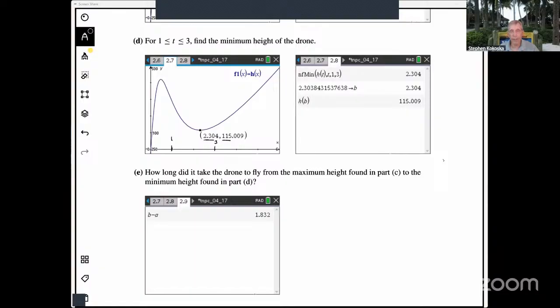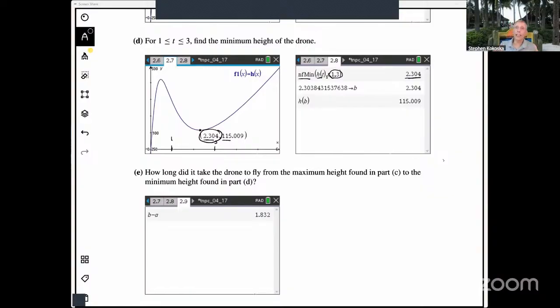Once again, you can see the t value, and there's the minimum height, just a fuzz over 115 feet. Similarly, on the TI-Nspire, there is a function called nFMin, numerical function minimum. There's my function, there's the variable, there's the interval 1 to 3. There's the value of t, 2.304. Is that the same? Yep, it is. I'm feeling pretty good about this.